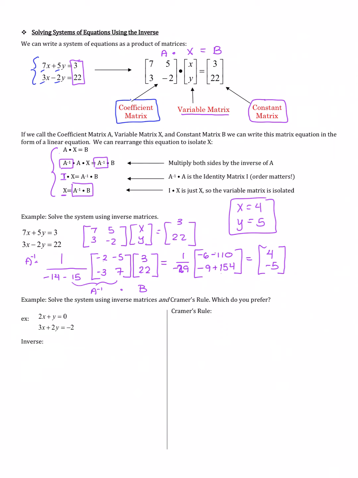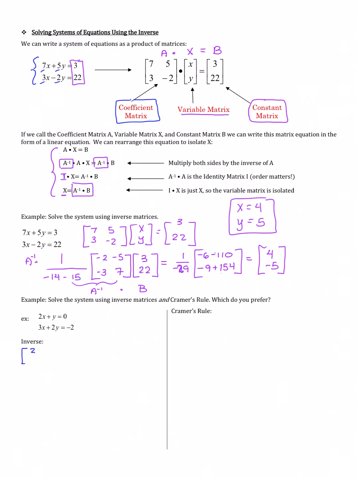Okay, so you now have two ways to solve systems of equations. Actually, Cramer's rule used to be taught in Algebra 1. I think it's kind of a shame we don't anymore. But we're going to solve the same system of equations two ways, and then you decide which way you like better. So the first one, we're going to do it by inverses.